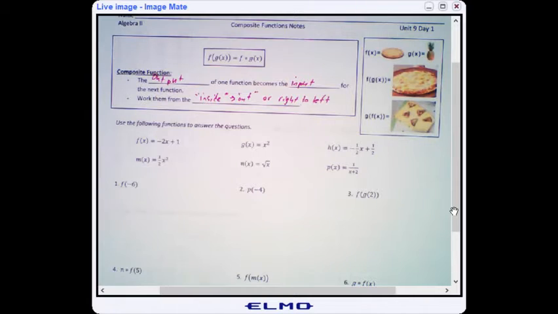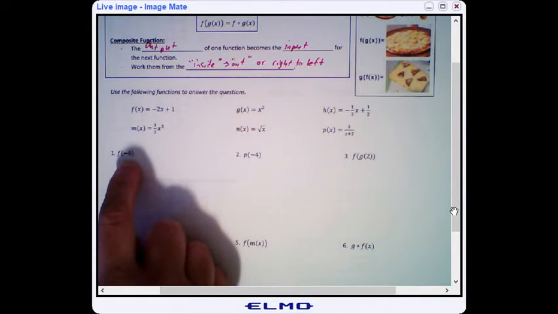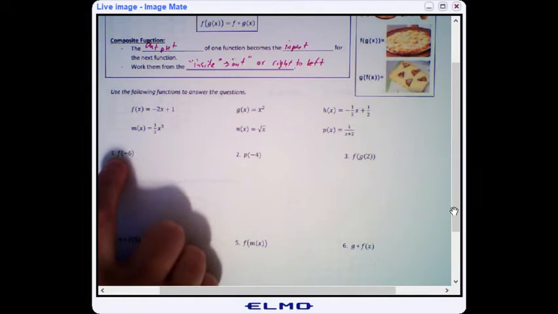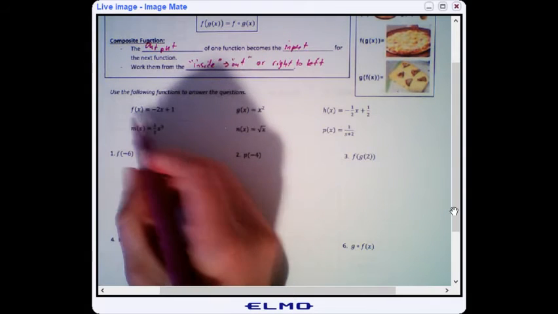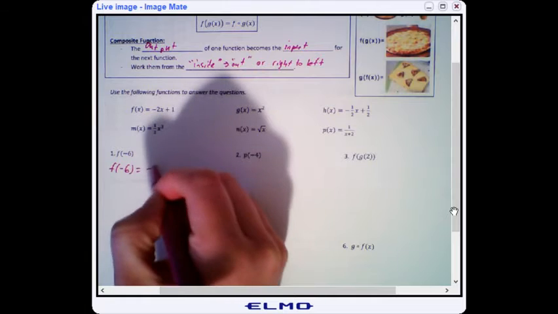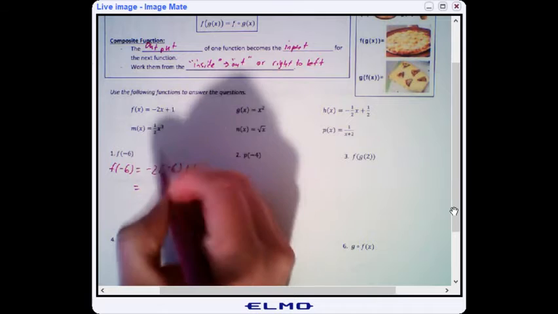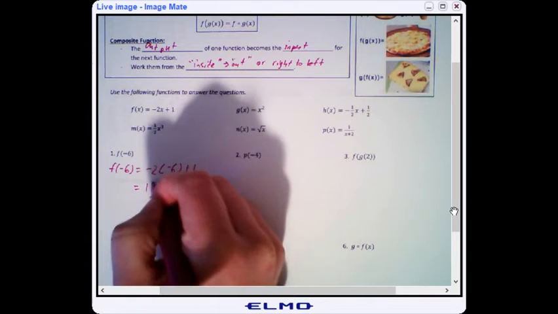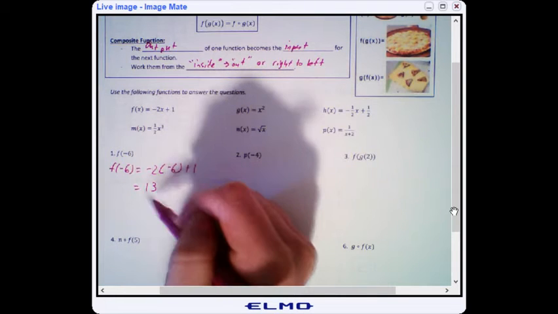So we're going to quickly review how an input-output works before we start working with the composite part of it. If I have f of -6, that means I'm going to take this -6, that's my x value or input, and plug it into the f function. That tells me the name I'm looking for, and that tells me what to plug in for my input or x. So my f function is -2x plus 1. We have -2 times -6 plus 1, and that's going to give me 13. So if your input's -6, your output would be 13.